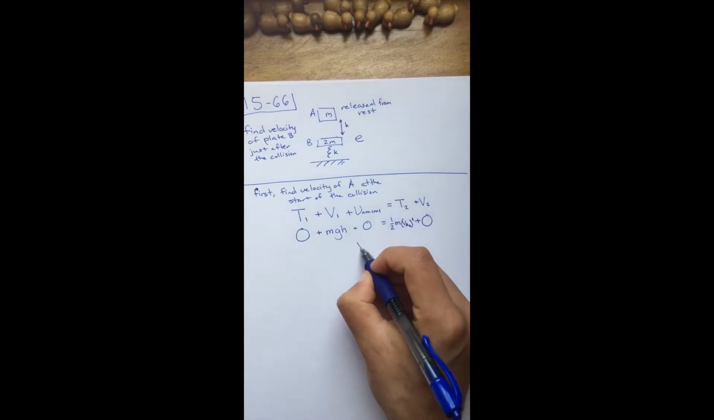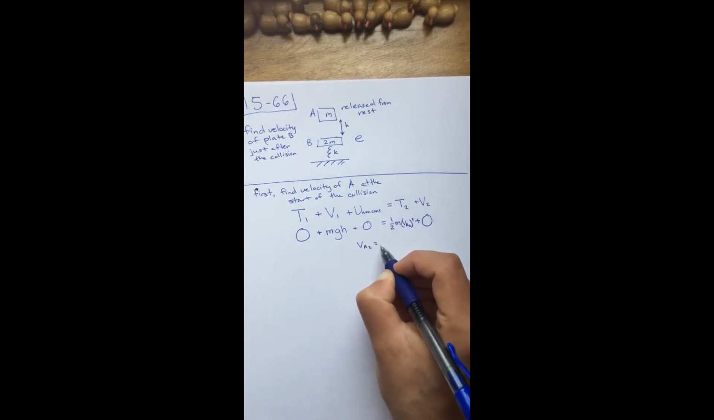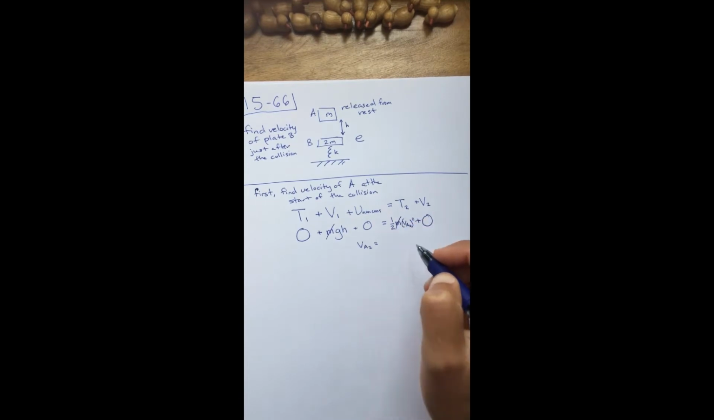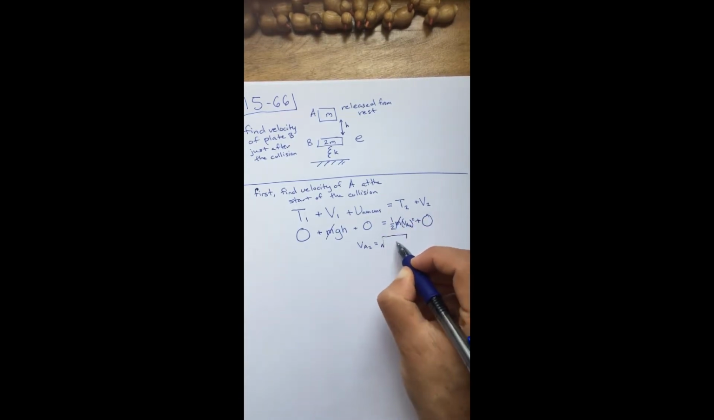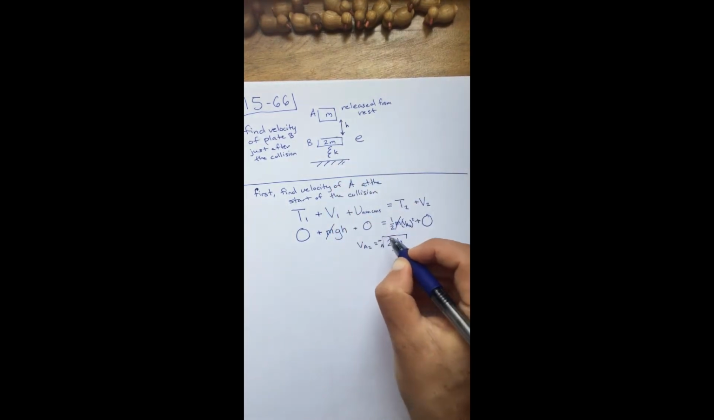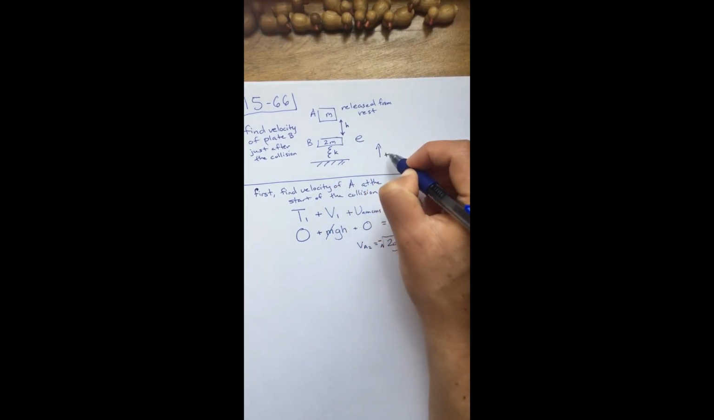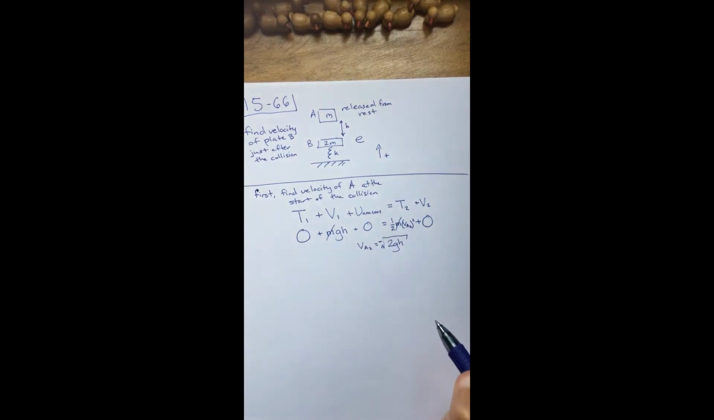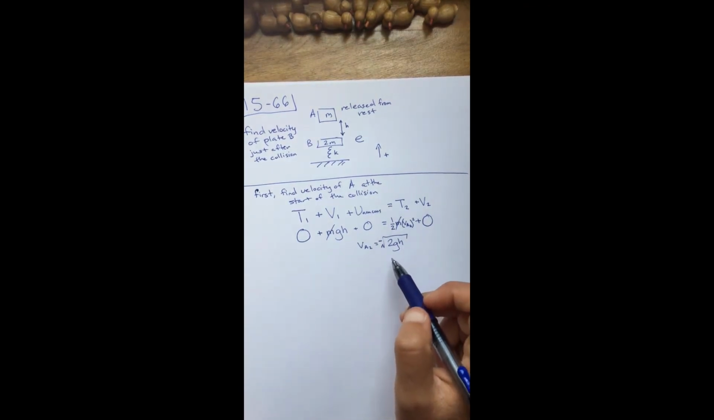So now we can say VA2 is equal to, multiply both sides by 2, and the m's cancel out, and you have the square root of 2gh. And block A is moving downward, so if we say up is positive, this is negative square root of 2gh for the velocity of A at the start of the collision.